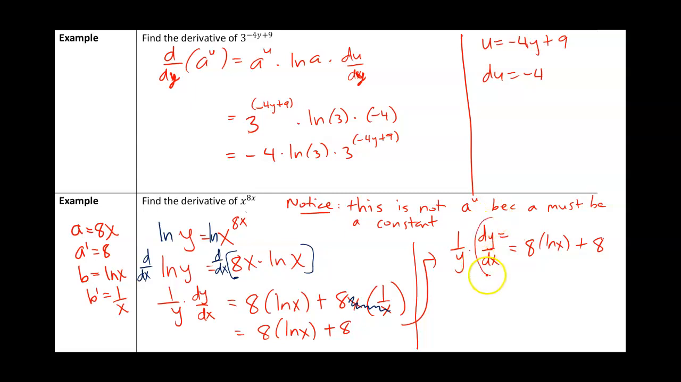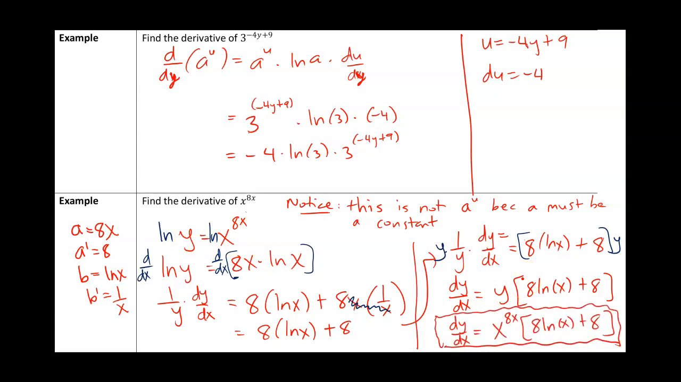But we just want to get that dy dx by itself. We don't really care about that y. So we're going to multiply both sides by y in order to get rid of that y and get the dy dx by itself. So we're going to have dy dx equals y times 8 ln x plus 8. And then lastly, we know everything has to be in terms of x, not in terms of y. We know that y equals x to the 8x from the original term. So we're now going to replace the y with x to the 8x, so everything can be in terms of x. And this is going to be our final answer.